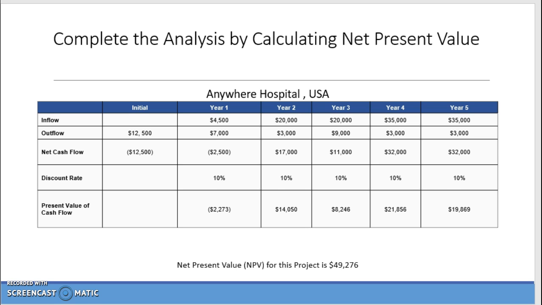$2,273. We then move forward and find the present value of the cash flows for years 2, year 3, year 4, and 5, and the sum of all the present values will give us the net present value for this project. As you see, Anywhere Hospital has incurred a loss during the implementation of their EHR, but we're able to make up for the negative cash flows in years 2 through 5. The total present values gives us a net present value of $49,276, so we can determine that this is a worthwhile investment for the hospital.